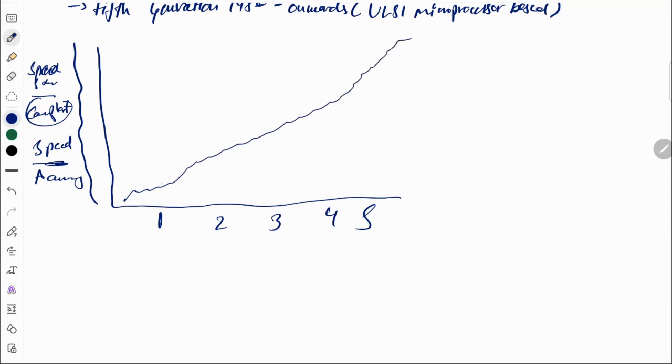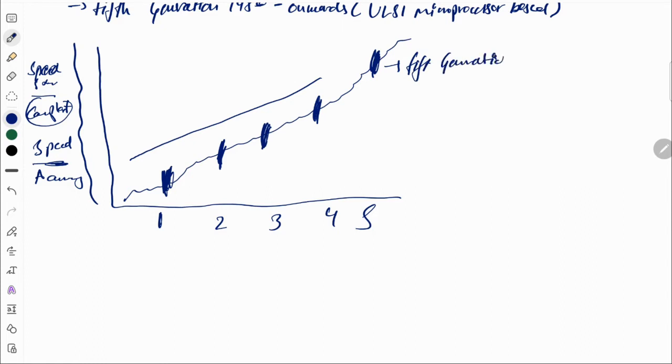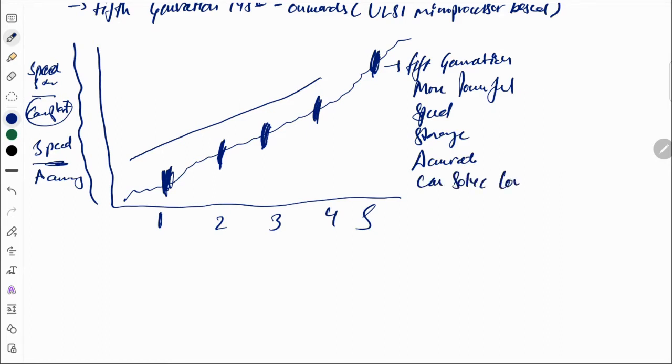Why? First generation, slow. Second, much better than that. Third, much better than first and second generation. Fourth, much better than 3, 2, and 1. Fifth, nowadays we are using fifth. More powerful: speed, storage, accurate, can solve complex problems.